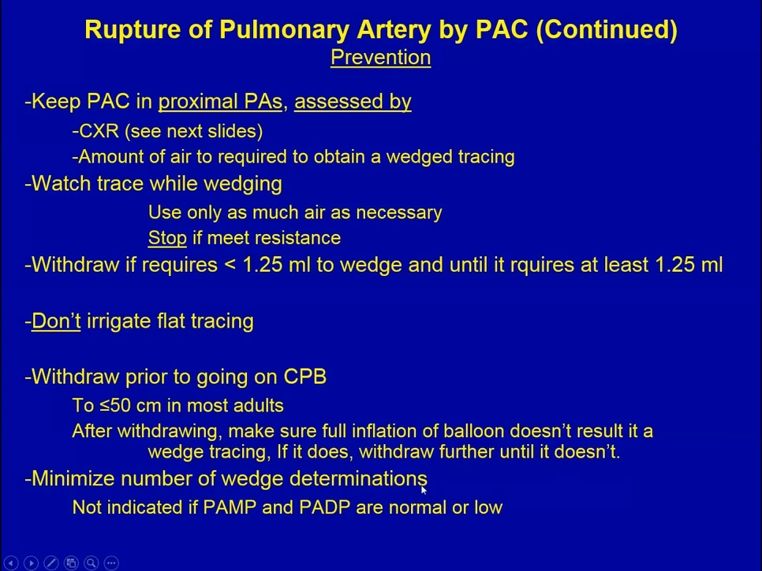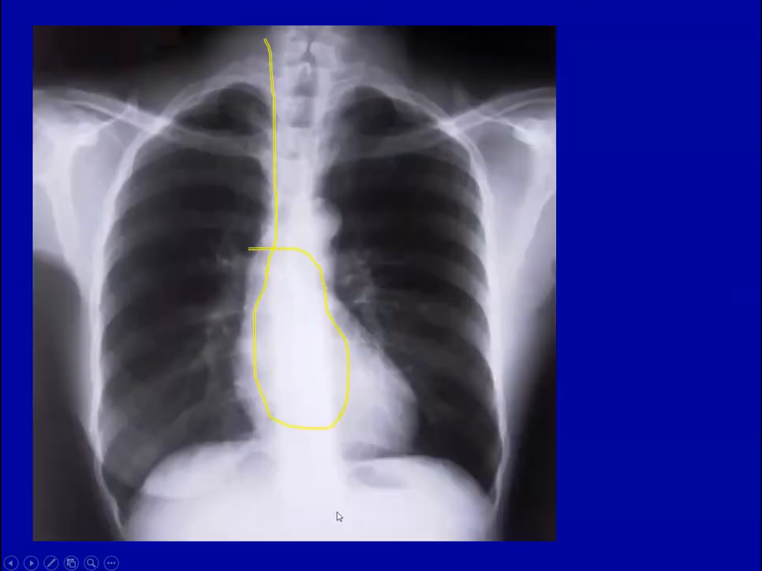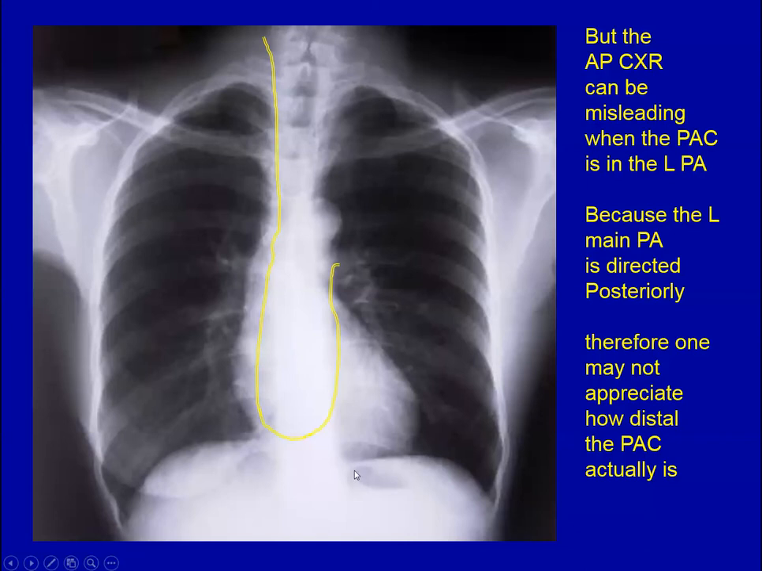Another preventive measurement for rupture of the pulmonary artery is to minimize the number of times you obtain a wedge trace. But remember that wedging the catheter is not necessary if the pulmonary artery mean pressure or the pulmonary artery diastolic pressure is normal or low. This shows the proper position of the tip of the catheter in a supine chest x-ray. However, if it goes into the left pulmonary artery, which is true in only about 10 to 15% of patients, you can't really tell how far it is in the lung by this x-ray.